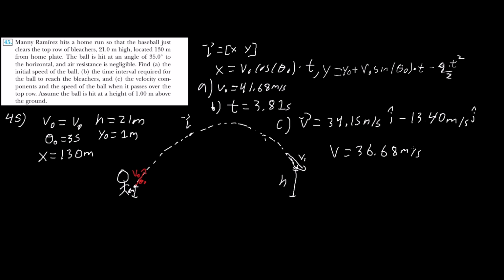They do want it in component form, so I don't even know what they want anymore. So that's going to be negative 13.40 divided by 34.15. I'm having a little trouble putting this in the calculator. That's going to be 21.43 degrees, below the horizontal.